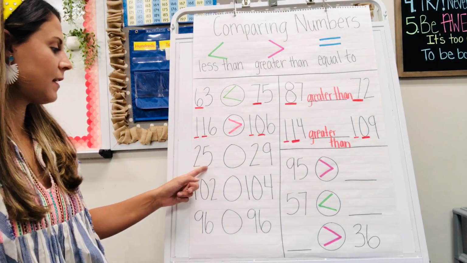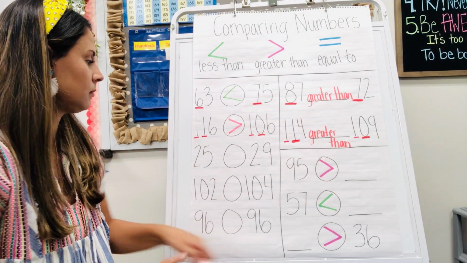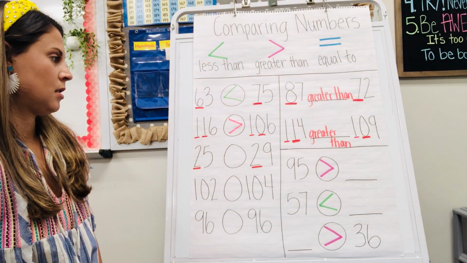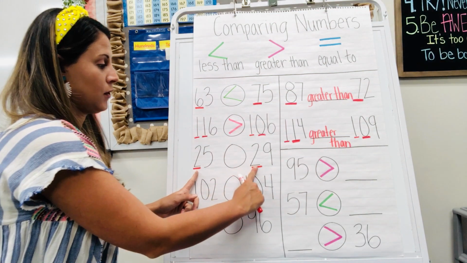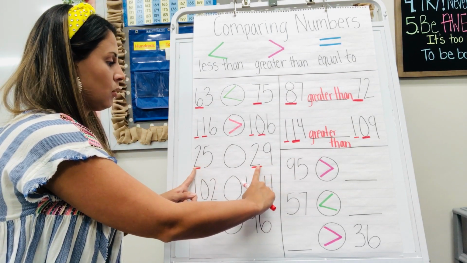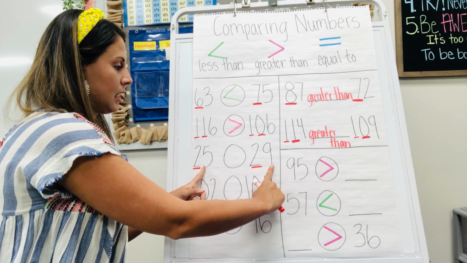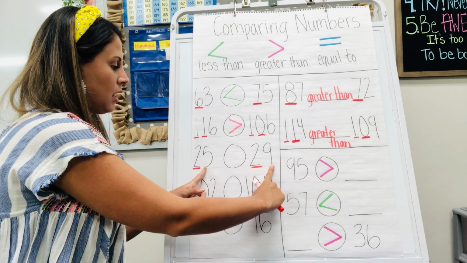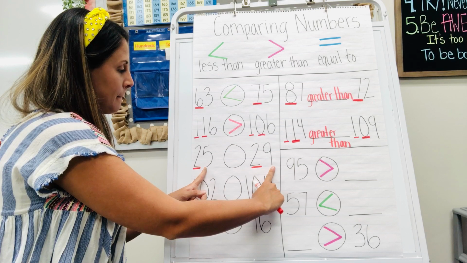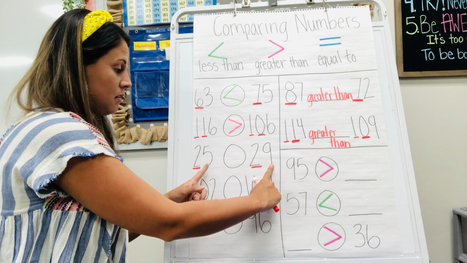Here we go. 25 and 29. We always look at the first place value. So we have a 2 first and a 2 first. Even if we have a 2-digit number and the first ones are the same, you always have to look at the next place value. The 2's are the same, so now we need to look at our 1's place. A 5 and a 9. Which one's greater, 5 or 9? And which one's less? We know 5 is less than 9, and 9 is greater than 5.